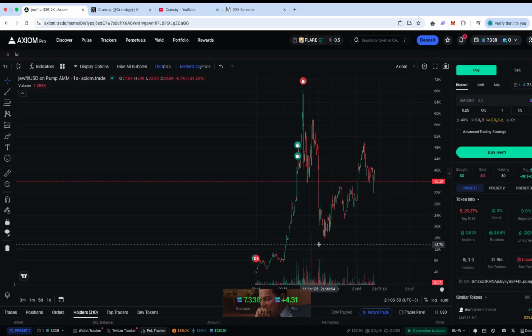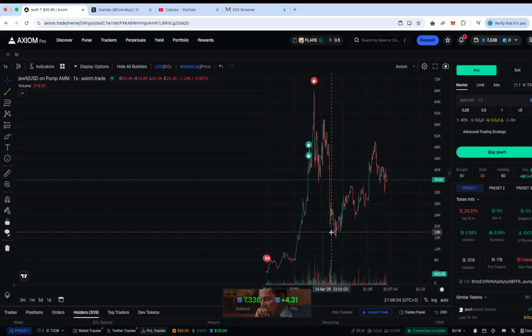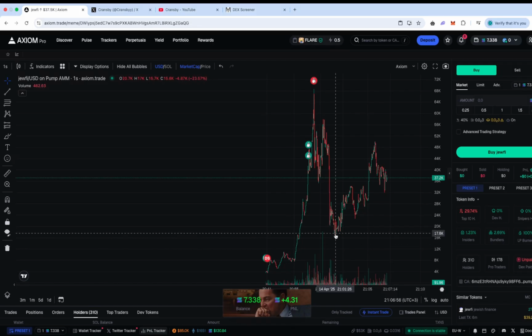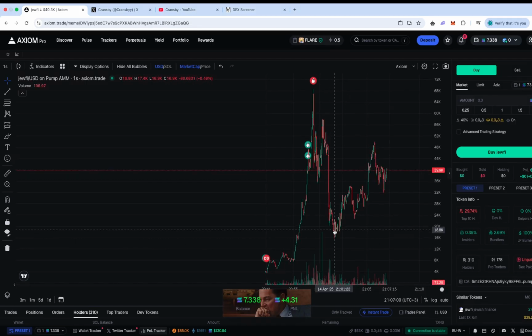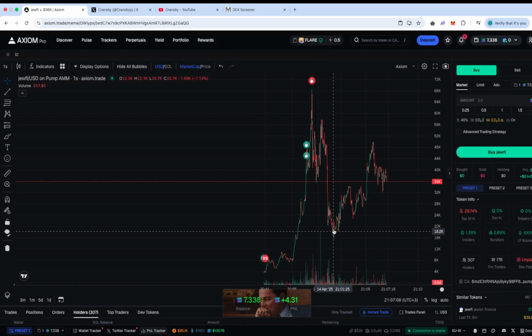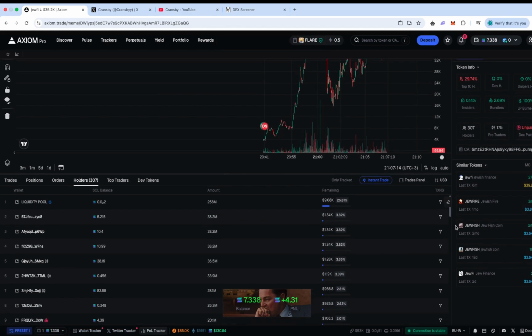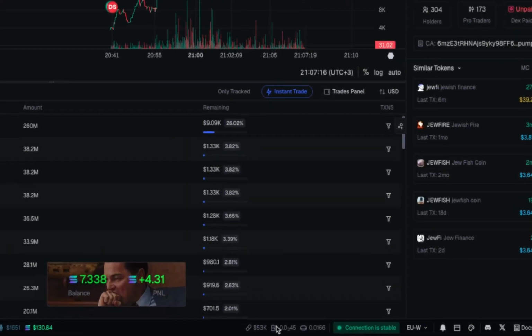So basically, you have to look out for when the sell pressure stops and when it starts to bounce from those ranges. And if you see a good movement, bouncing on the bottom ranges, then you can move in for a quick flip. And of course, the next thing is you have to definitely look out for the holder top 10 percentages.